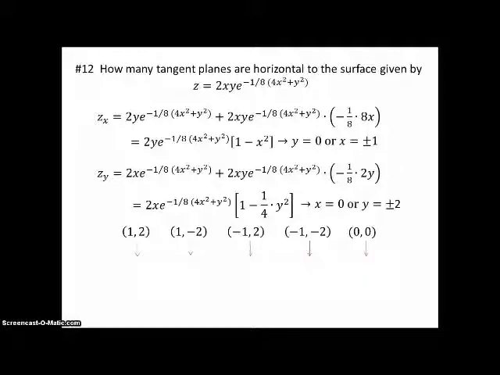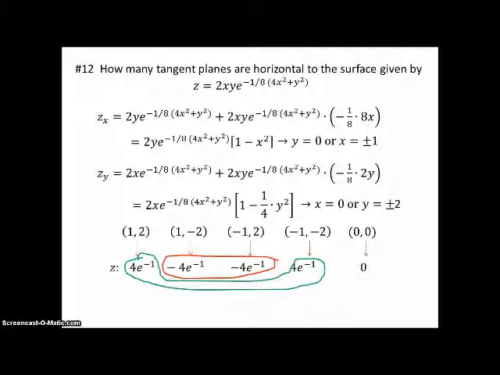And then what we're going to do is plug those into the original equation for z to figure out what the corresponding z values are. And there they are. Now you'll notice that these two are the same. So we're at the same z level. So those points have the same tangent plane connected to them.